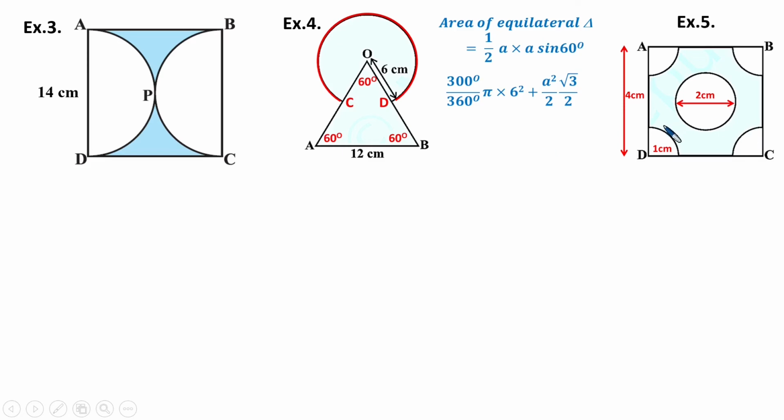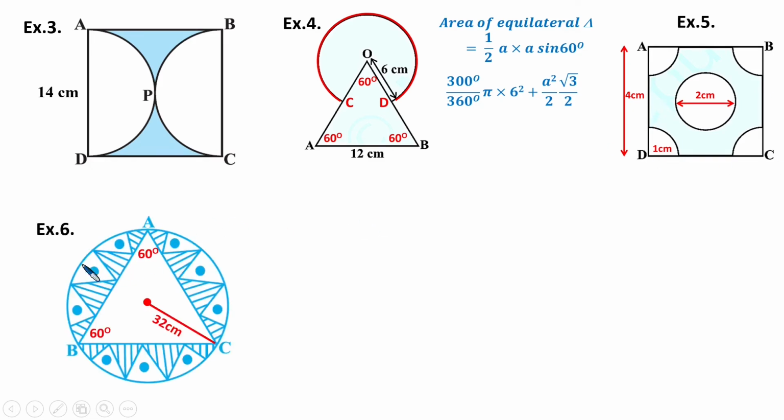Exercise 5, this is also very simple. Okay, this is 4 centimeters. This is a circle of 2 centimeters. The radius is 1 centimeter. So now you have two circles of 2 centimeters. So you find the area of this circle plus one more circle, add them and subtract it from the area of the square. So you will get the area of the shaded region.